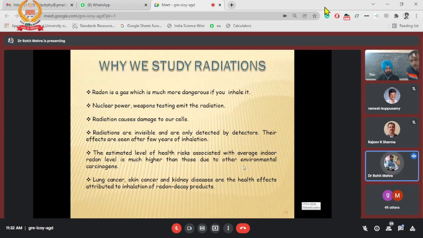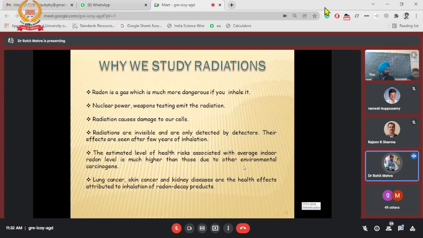Of course, if you give a very high dose, like in chemotherapy, of the order of 700 to 800 millisievert dose being given to patients, then effects could be measured within 21 days or 4 weeks.